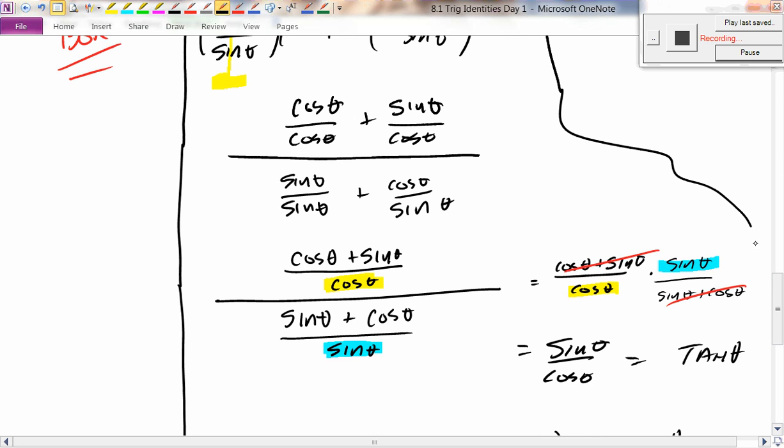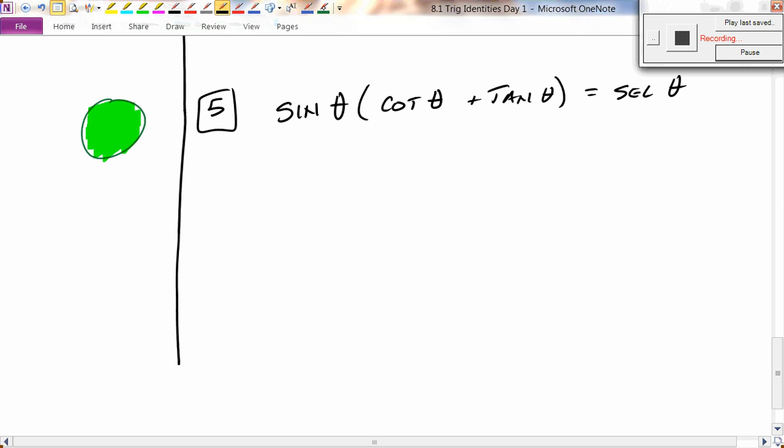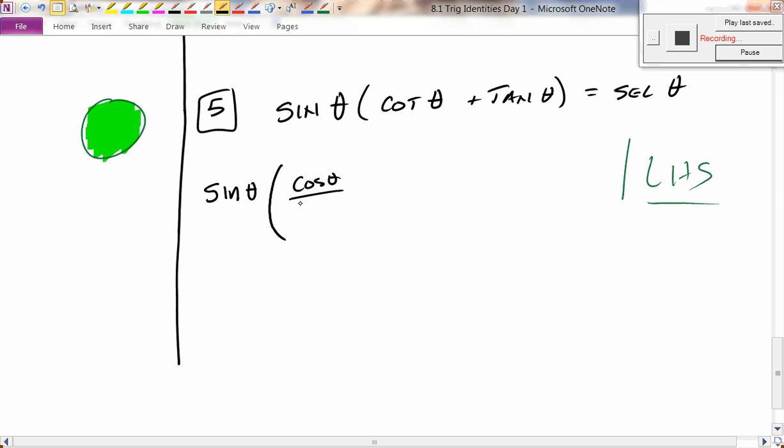We'd ask ourselves first. And there you go, left-hand side. You got to pick a side, right? And then what? Can we make them all sines and cosines? Yeah, that's a great idea. So cotangent becomes what? Cosine theta over sine theta. And vice versa, the reciprocal. So that would be sine theta over cosine theta.